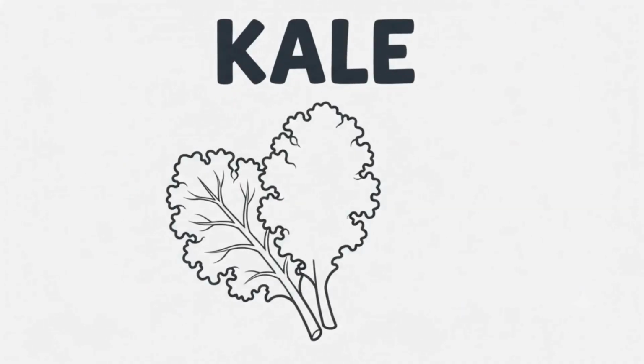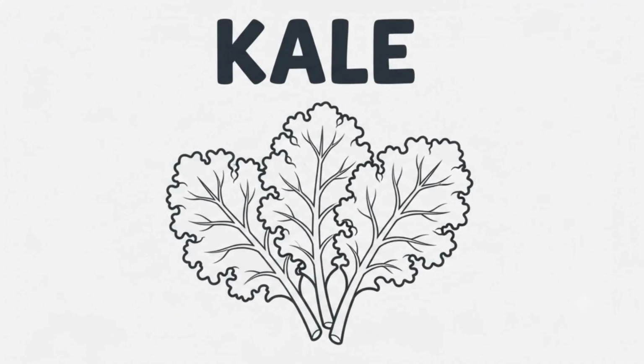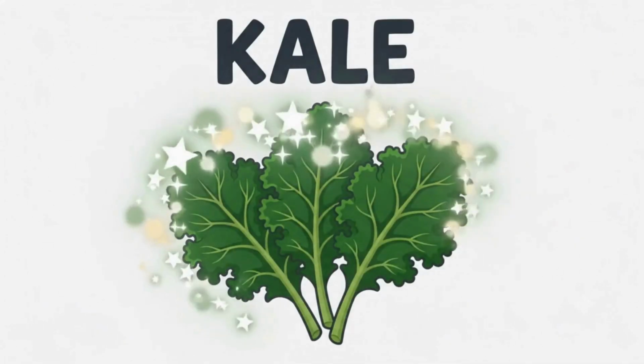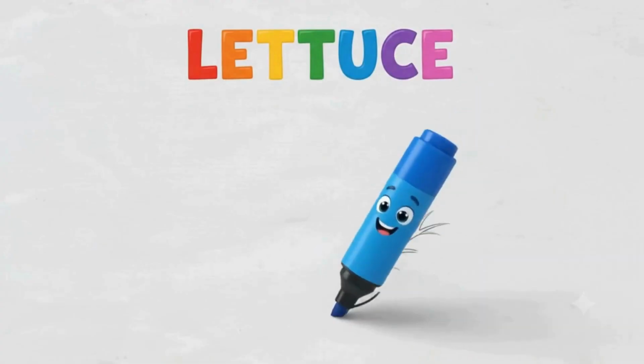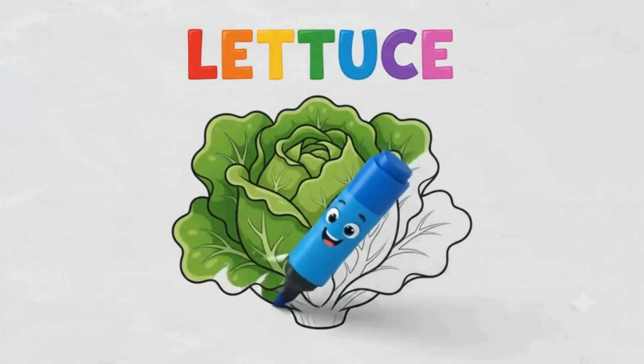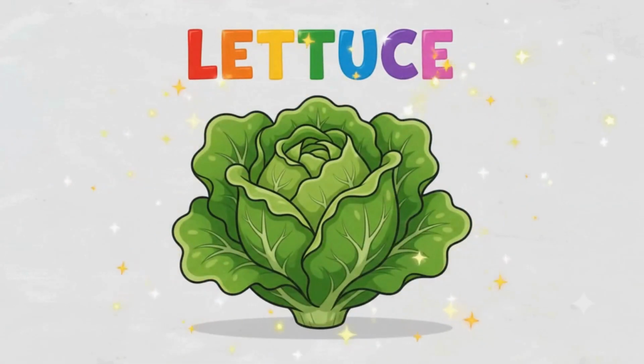Kale. Kale is dark green in color. Lettuce. Lettuce is green in color.